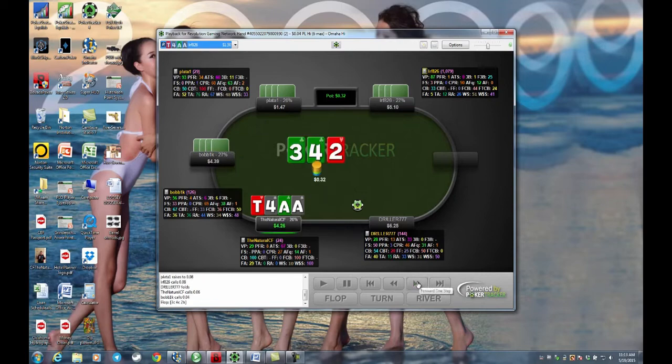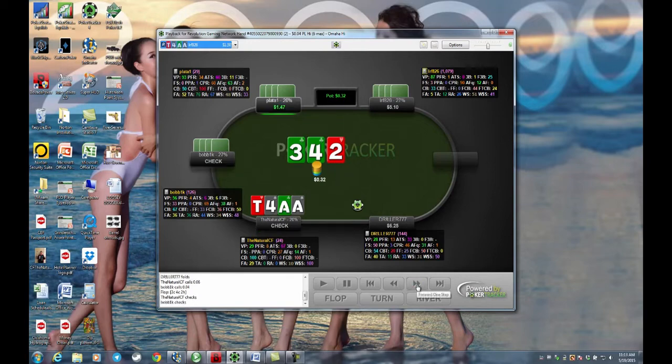So the flop comes 2-3-4. Not really that good of a flop for me. Notice I'm about 20% to win here. I don't have a flush draw. I don't have a straight draw. Well, ace 2-3-4, I have a gut shot. But this isn't a really good flop for my hand against 3 opponents.